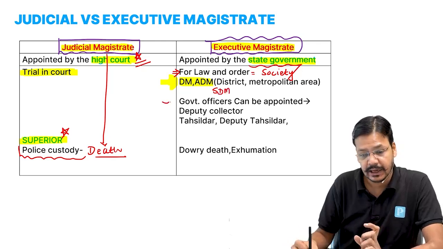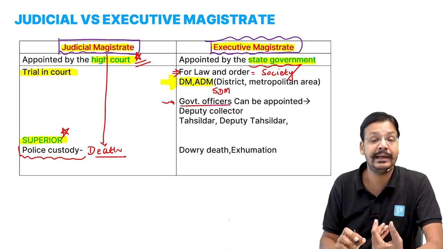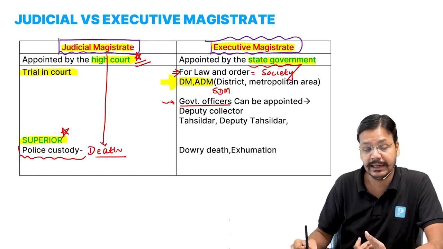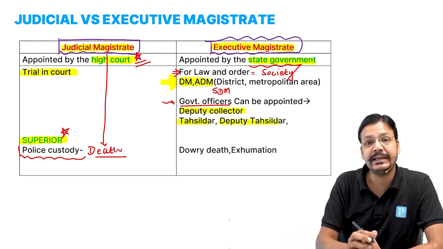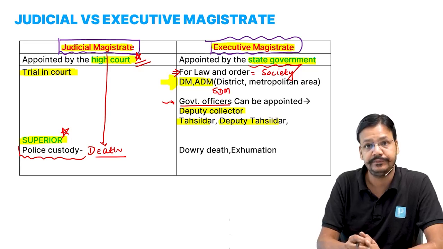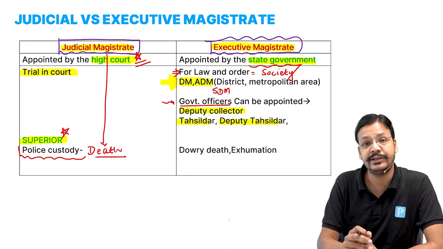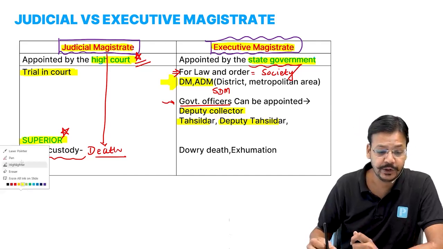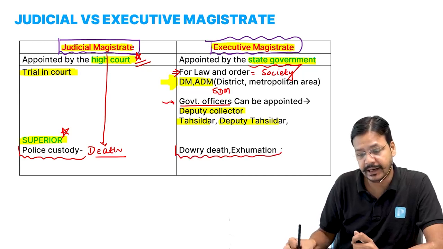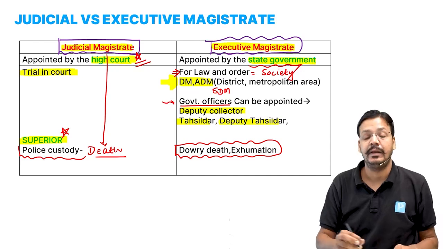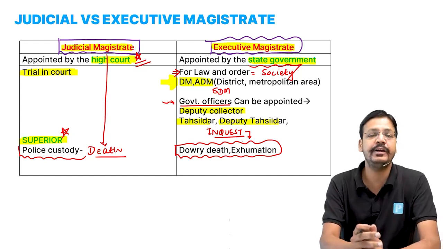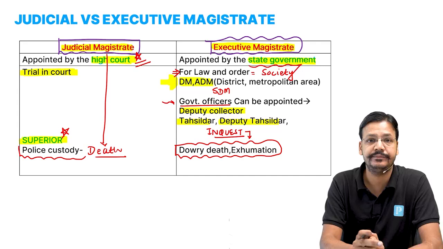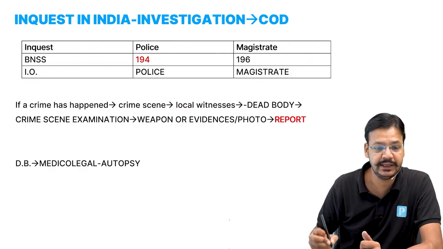But sir, can other government officials be appointed as executive magistrate? Yes. The example is deputy collector. Yes, my dear friend, Tehsildar, deputy Tehsildar, or RDO also. These all are appointed as executive magistrate. And my dear friend, an executive magistrate conducts inquest in dowry death or exhumation. So this is the basic difference between judicial magistrate and executive magistrate. A very, very important question that comes in the exam.